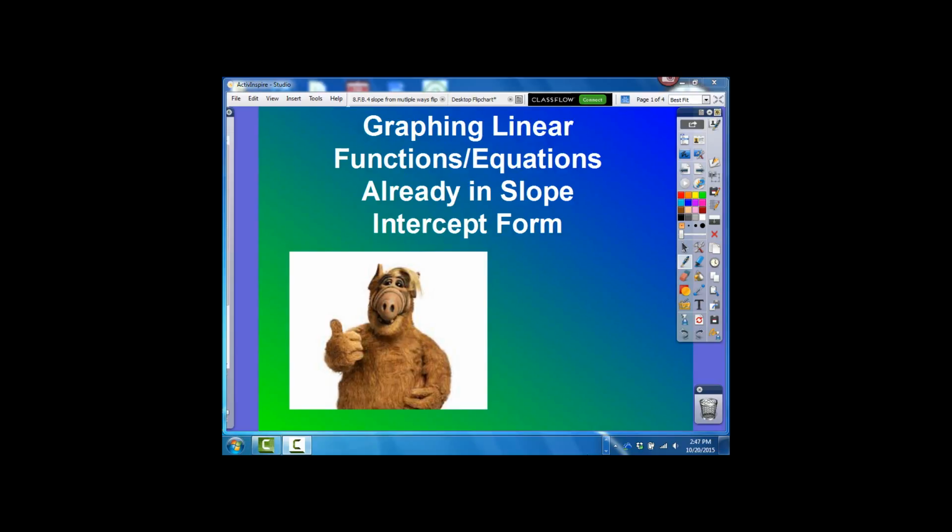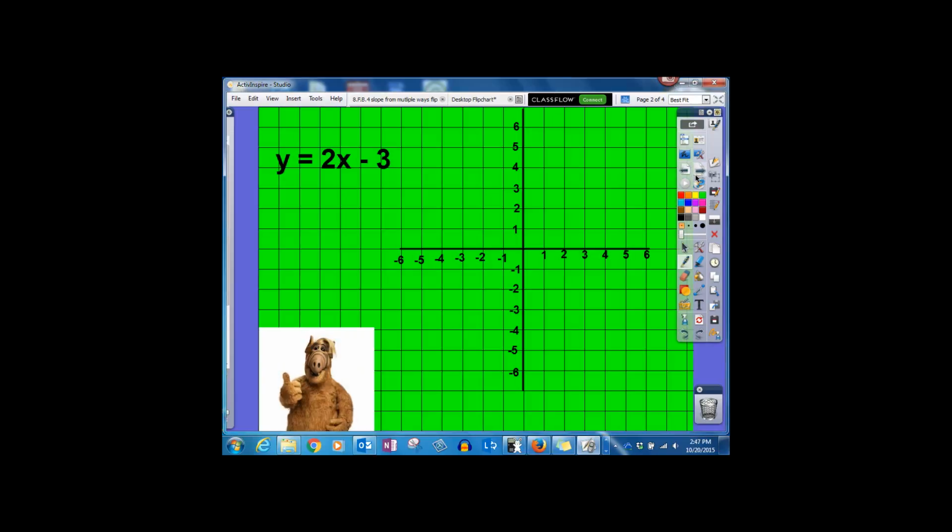All right, so what we're dealing with is graphing linear functions and equations that are already in slope-intercept form. It's the next step: we're identifying the slope, we're identifying the y-intercept, and you've been able to identify the equations and write the equations, but now you're going to take the equations in slope-intercept form and actually put them to a graph. So let's look at this.